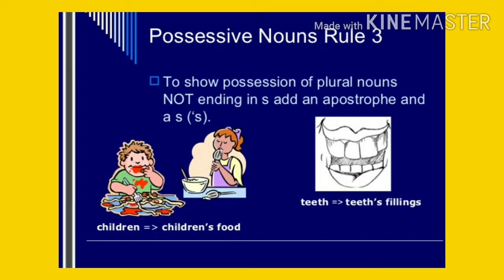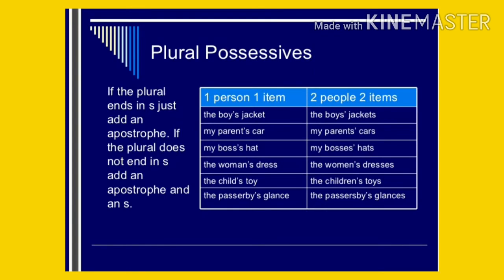Now let us see possessive nouns rule number 3. To show possession of plural nouns not ending in s, that means the plural noun which does not end with the last letter s, in that case add an apostrophe and s. For example, children. Here we'll change children into the possessive plural by writing children, then apostrophe and s, which is mentioned in the picture too. Teeth, teeth's filling.